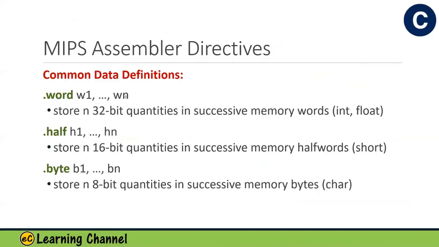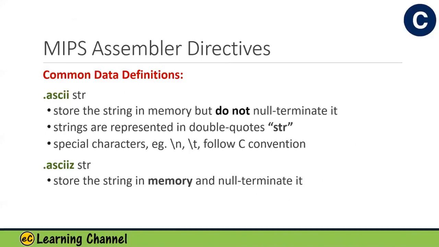So I should say it's integer, but it actually is integer or float. Half is short or Unicode character, Unicode 16-bit UTF. Byte is a single character in C language. You also have the ASCII string that does not null terminate, you don't have backslash 0 there. ASCIIZ is with 0. That one is a string. So the first one is a character or an array of characters. The second one is a string. These two are different.